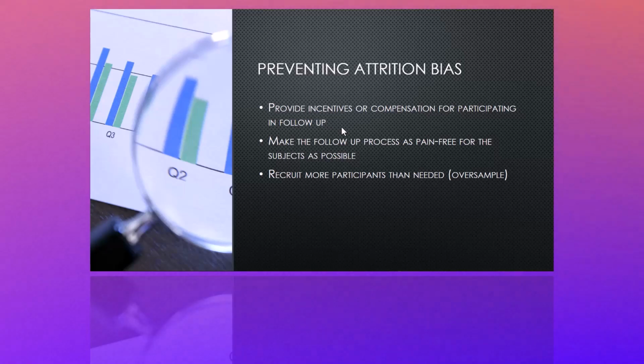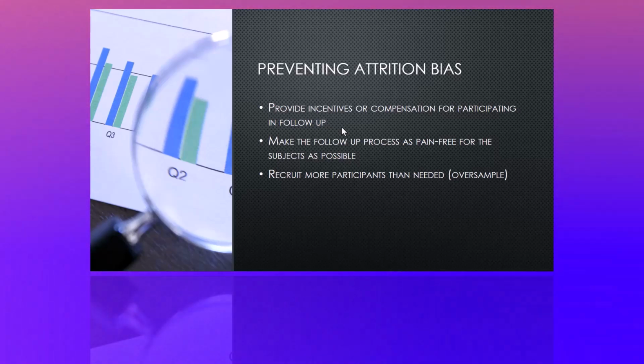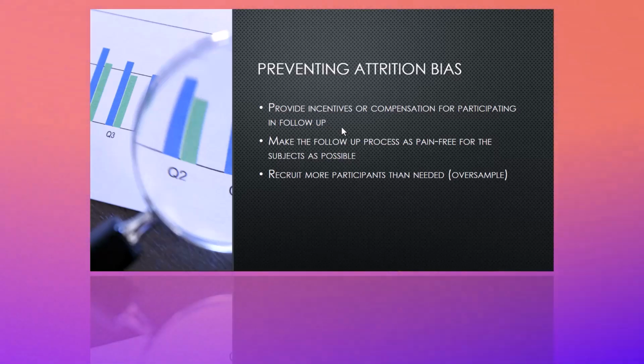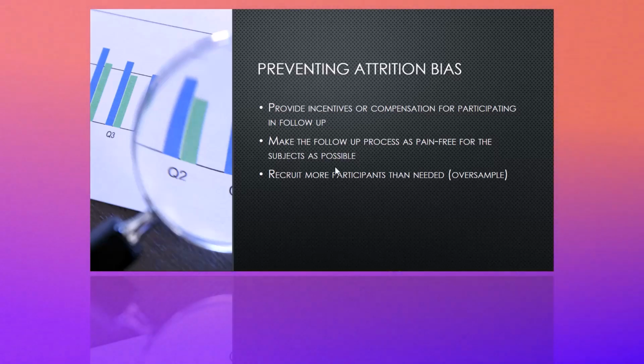So, how do we prevent this attrition bias? Ultimately, researchers want to be able to follow up with 100% of the participants. So, how do we get people to stay in the study? One way is to provide incentives or compensation for participation in the follow-ups. We also need to make the follow-up process as pain-free and simple as possible for the subjects.